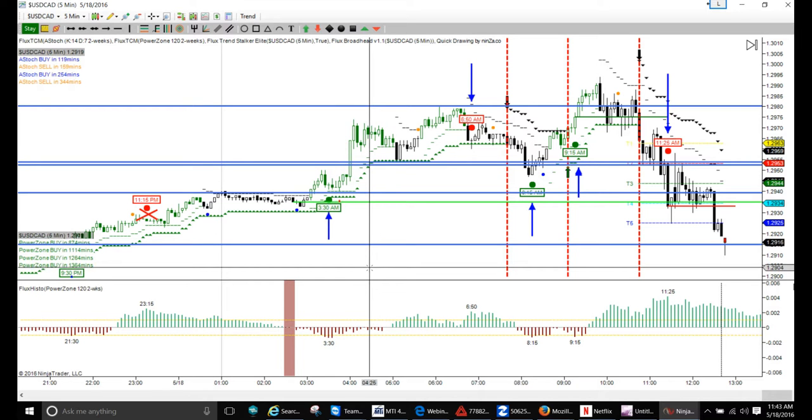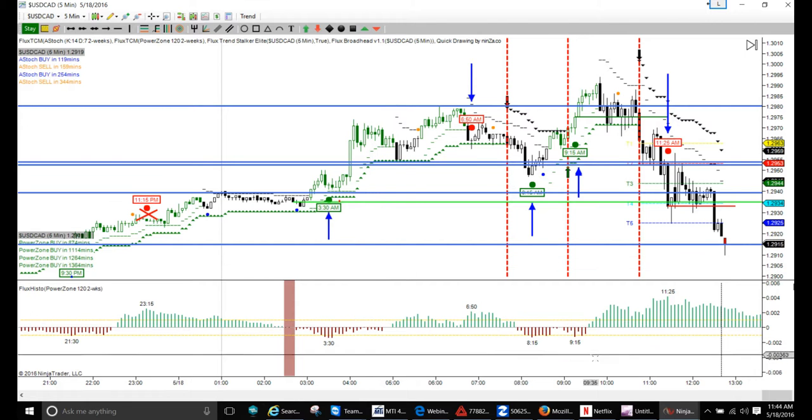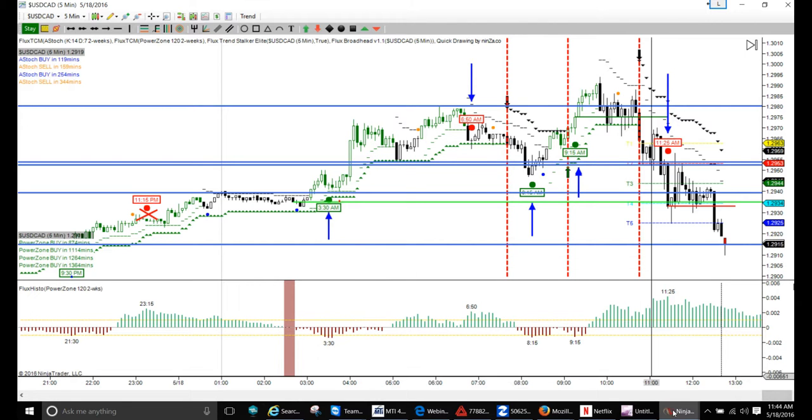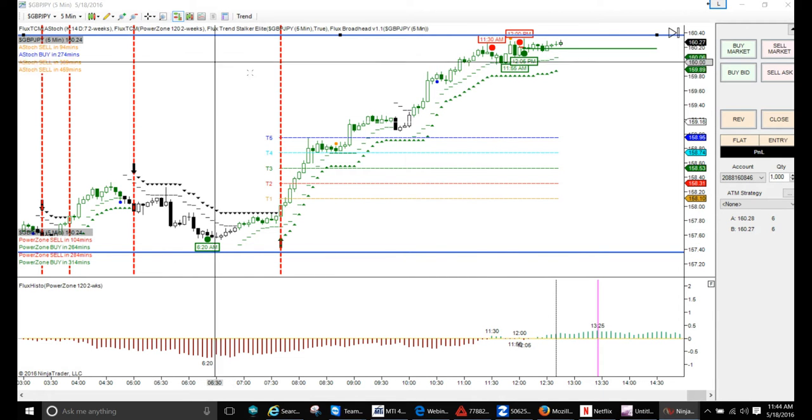And if we go to the Great British Pound JPY, forget it. It's just unbelievable. 273 pip run on that pair with a 24 pip stop. I'm just going to scroll over to the Pound JPY right here. 5:20 a.m. right here, 5:20 a.m. 24 pip stop. Ran all the way up here.